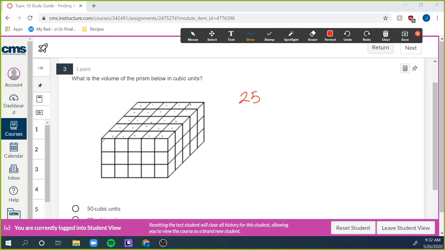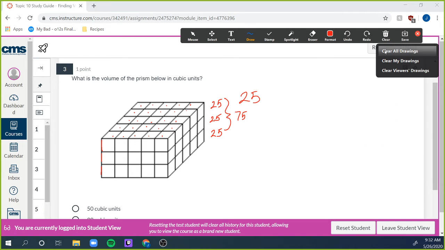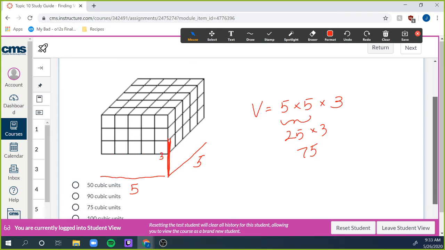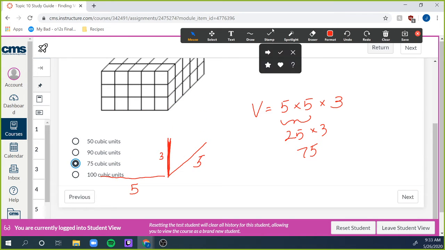And I see that we have 3 rows. So that means we have 25 in the top row, 25 in that middle row, and 25 on that bottom row. That's going to add up to give us 75 cubes. Now, in the case that you don't want to count, you can just measure each side. We have a length of 5, a width of 5, and then a height of 3. So we could also just do volume equals 5 times 5 times 3, which is going to be 25 times 3, which is still going to be 75. So the answer for this one is going to be 75 cubic units.